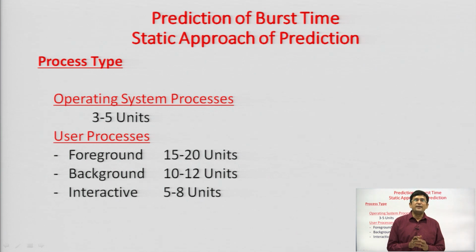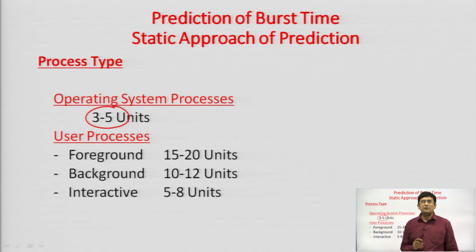So, in case we have the experience from the previous runs that all the operating system processes are finishing in 5 units of time or 4 units of time or 3 units of time, then whenever the next process comes and that is an operating system process, we should declare that its burst time is 3 to 5 units. So, this is based on the previous experience.